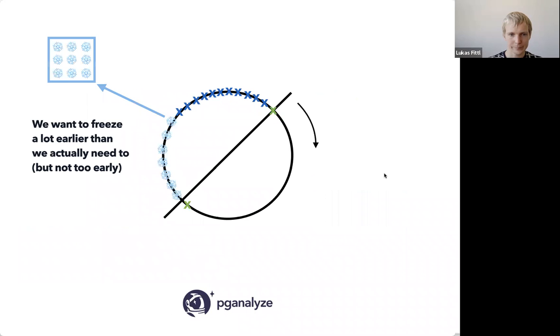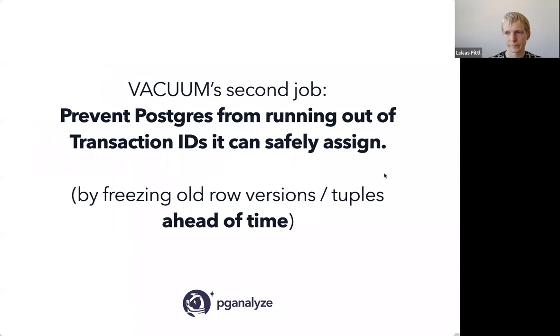Everything looks great. Now, what happens in practice is we actually freeze a lot earlier than we need to, because you don't want to do this right when you need that new transaction ID. You want to do this ahead of time, and this is where Vacuum comes in. Now Vacuum's second job is preventing Postgres from running out of transaction IDs it can safely assign. So this is the fundamental job of Vacuum, and it has to do that by freezing old row versions ahead of time.